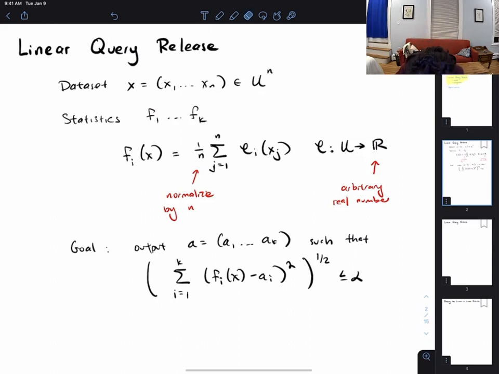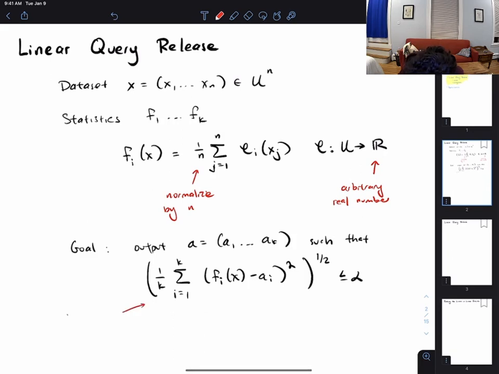And I'm also going to take the average over all the queries, because that way, if I have error alpha on every query, this overall L2 norm will be at most alpha. So it kind of puts the L2 norm and the maximum error on the same scale. So this is our second change.